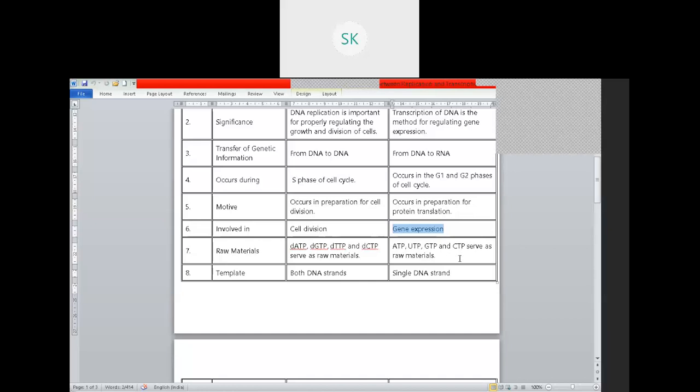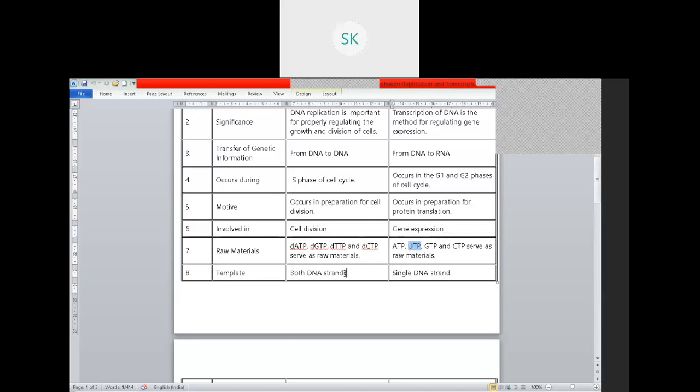But in the transcription process, we are using ATP, not dATP. Why? Because here we are forming RNAs, we are not forming DNAs. So that's why we are not using dATPs. Here we are using ATP, UTP, CTP, and GTP. And one more important point is, here we don't have TTP. Why? Because this is RNA. In RNA, UTP will be present, that is uracil triphosphate, which is used as a raw material.